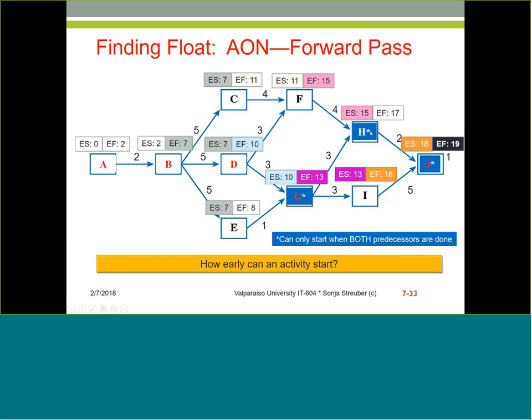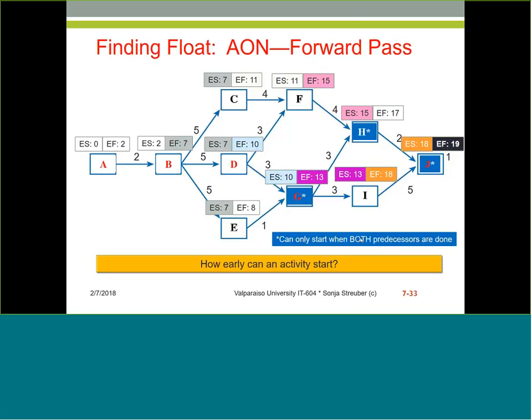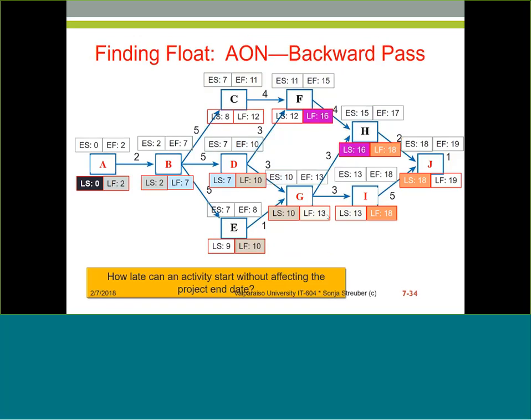So, and even though H takes only 2 days and is done at 17, that doesn't mean that J can start. J has to wait until I is done as well. And since I starts at 13, but it does take 5 days, the early finish is 18. So J can only start at 18, not at 17. So now that is the forward pass that we call the forward pass that answers the question, how early can an activity start?